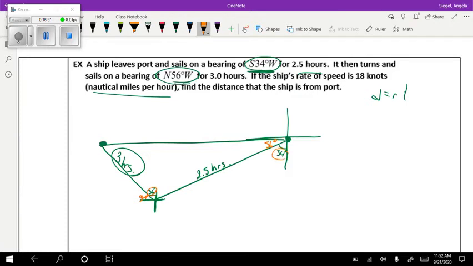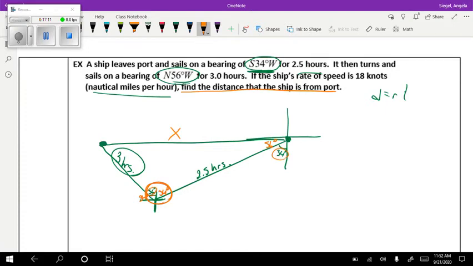Oh, something else. If this is 34 degrees, this is 34 degrees as well. And 56 plus 34 is 90. So this right here is going to be my 90-degree angle. So I know that. I also know find the distance that the ship is from the port. I also know that.